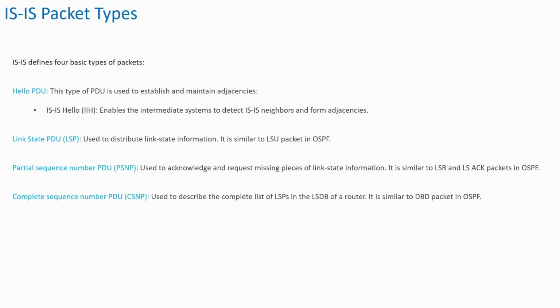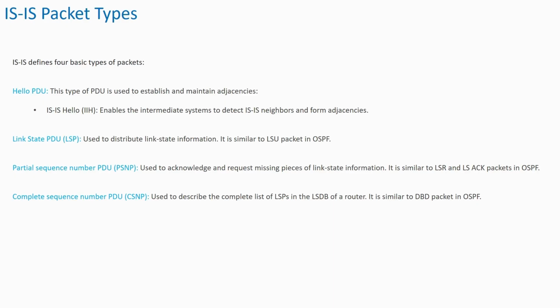Now let's talk about the packet types used in ISIS. ISIS defines four types of packets. The first one is Hello PDU. This type of PDU or packet is used to establish and maintain adjacencies. ISIS Hello or IIH enables the intermediate system to detect ISIS neighbors and form adjacencies. The function of Hello PDU in ISIS is similar to the Hello packet used in OSPF.